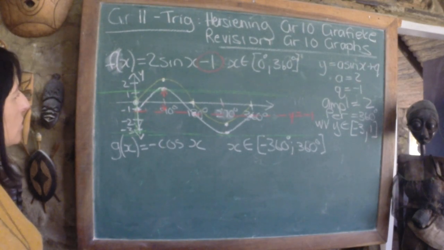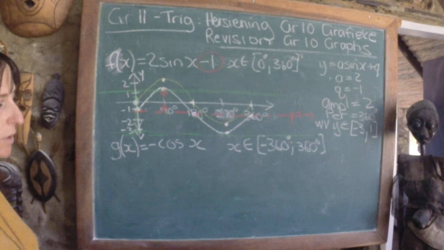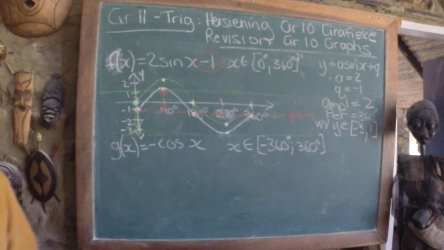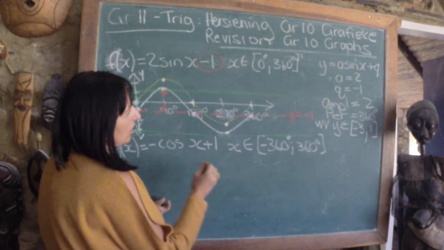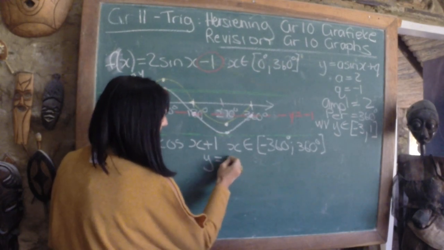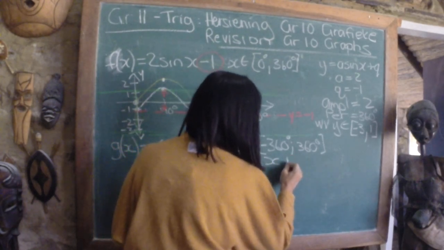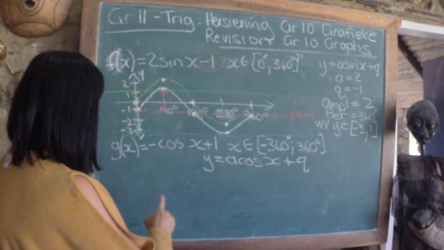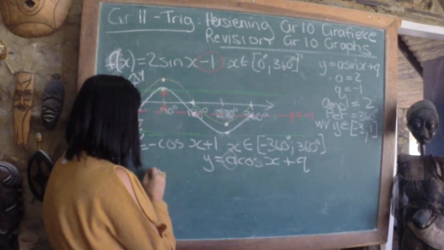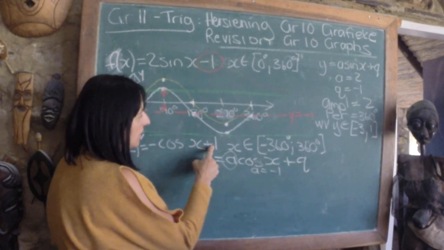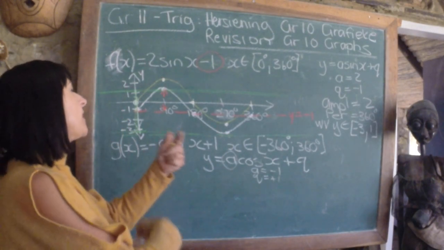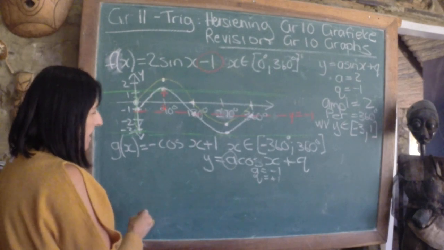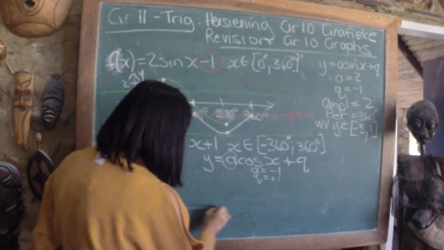Kom ons kyk na hierdie funksie. Sy naam is min cos x. Min cos x. If you think of the standard equation of the cosinus, it's going to be y equals a cos x plus q. So kom ons gaan doen 'n bietjie ondersoek. Hierdie ouetjie se a-waarde is minus 1. En sy q-waarde is plus 1. So hierdie cos-funksie het gereflekteer in die x-as, it reflected in the x-axis, and it shifted 1 unit upwards.